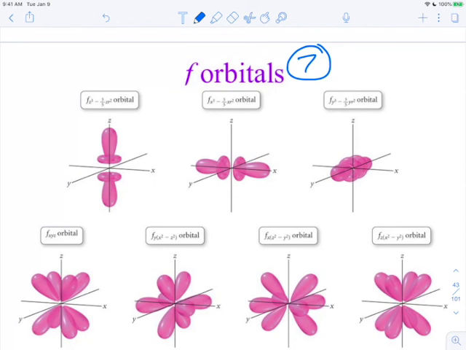So any questions about the orbitals or what I want you to know from them?